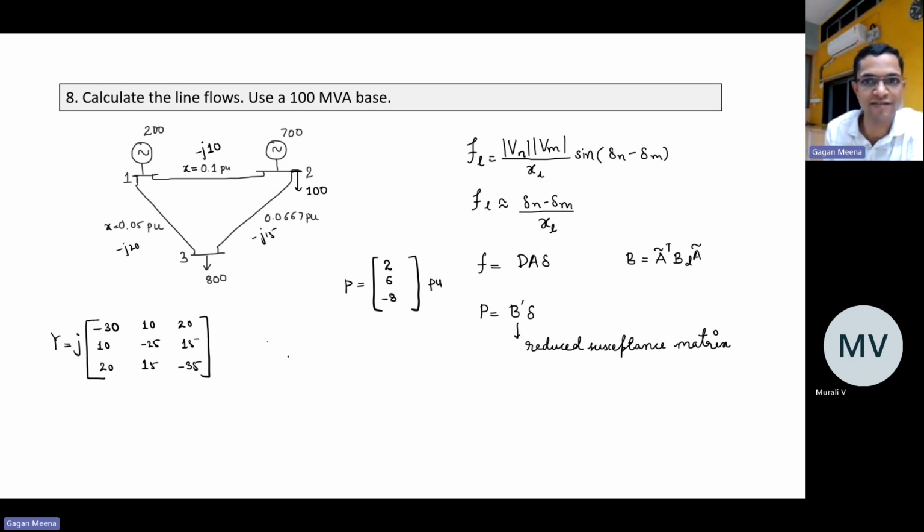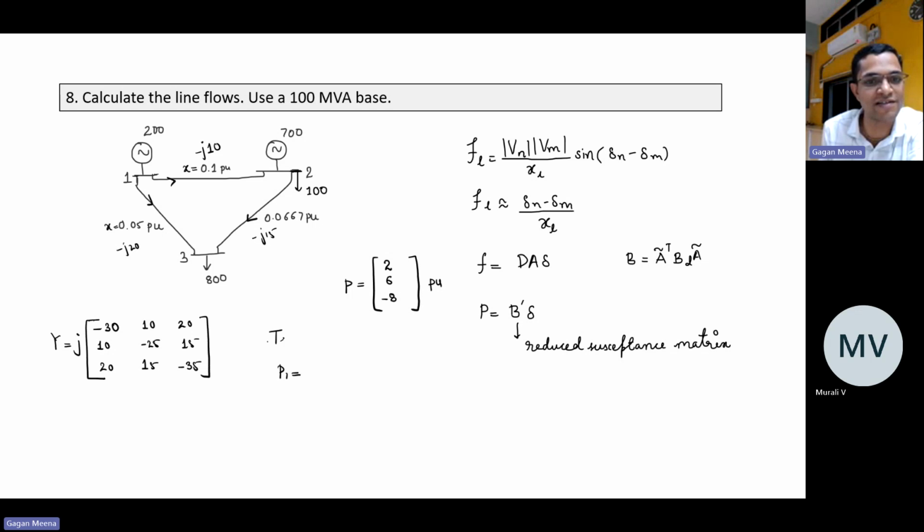Now we will write, we know this, right? Flow, we can write it like this. Flow on a line, considering that angles are very small, so sine theta becomes theta. Now we will write this injection, that we know that P1. P1 is equal to this flow. Let us assume the directions are 1 to 2, 1 to 3 and 2 to 3. These are the directions.